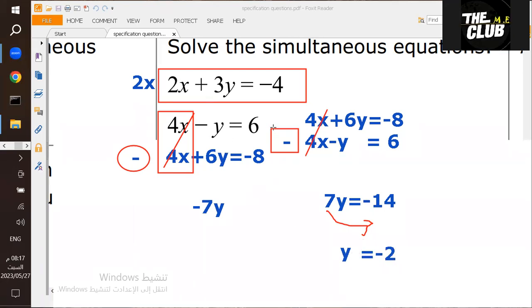Let me go back to this. Now use one of the equations.